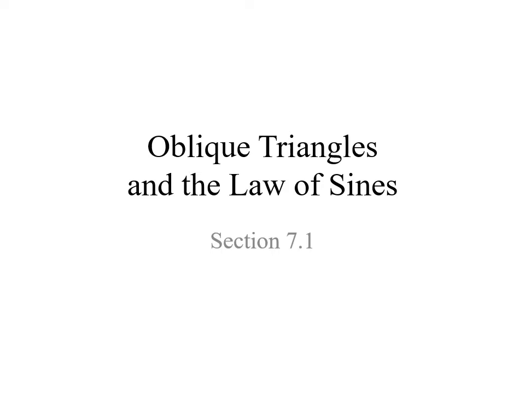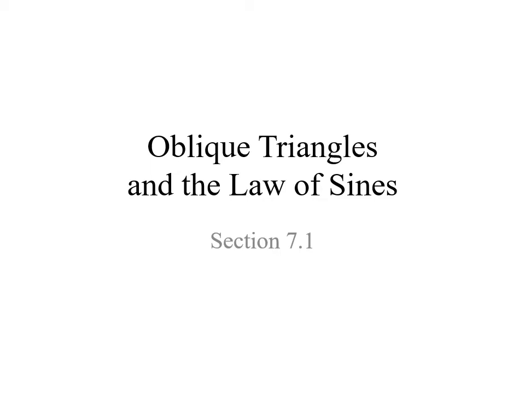And so in this video, we're going to do 7.1 and 7.2, which is the law of sines. They took the law of sines and made two different sections out of it, depending on what kind of situation you have. And so this is oblique triangles. Oblique just means that it is not right.